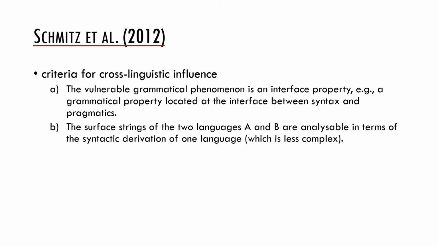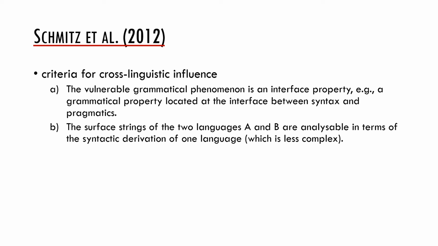The study by Schmitz and her colleagues is important because it explicitly formulates conditions for the cross-linguistic influence in bilinguals. The first criterion is based on a previous study by Aafke Hulk and Natascha Müller, and according to it, the vulnerable grammatical phenomenon is an interface property, for example a grammatical property located at the interface between syntax and pragmatics. The subject omission is a good example because it is a syntactic phenomenon which is constrained by pragmatics.